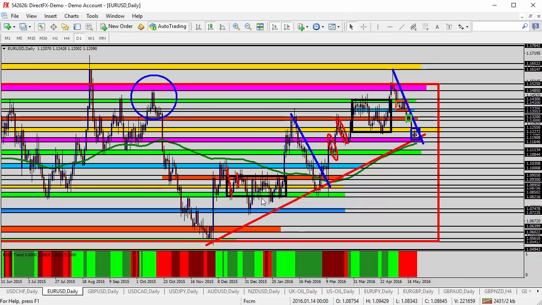Take it over to the euro dollar. Very similar, yet opposite. Everything's opposite here on the euro dollar from the US franc right now. We have the longer term uptrend. That's important to note because obviously it's been going up for quite a long time.